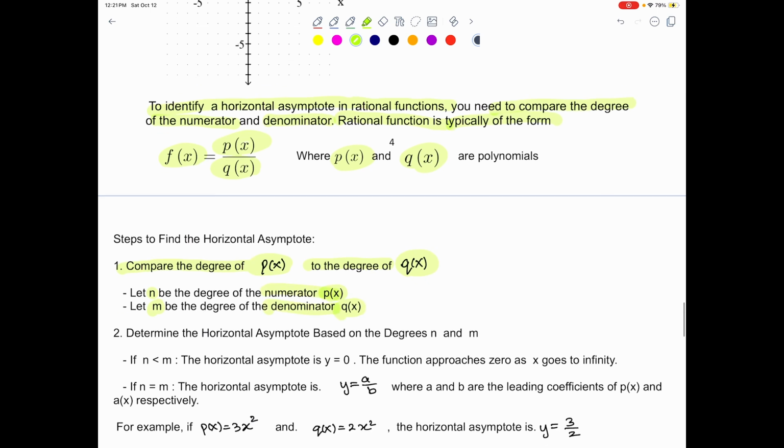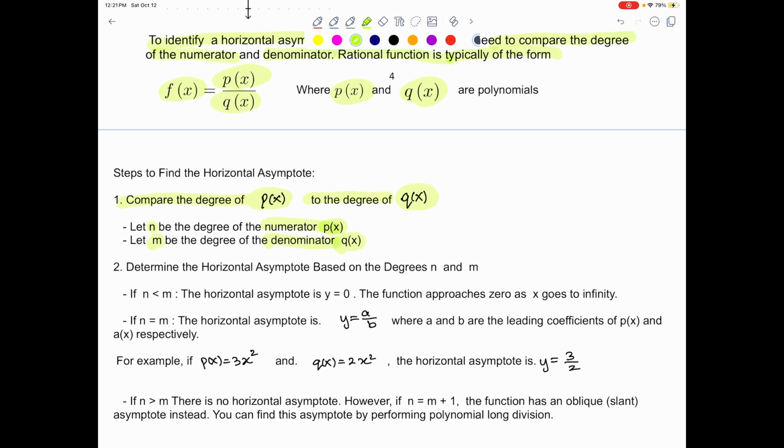Determine the horizontal asymptote based on the degrees n and m, which are the degree of the numerator and the denominator. If n is less than m, which means the degree of the numerator is less than the degree of the denominator, the horizontal asymptote is y equals 0, or the x-axis. The function in this case approaches 0 as x goes to infinity.